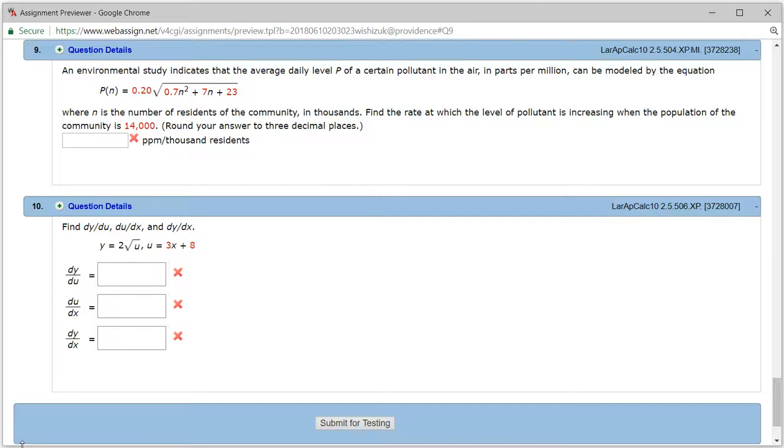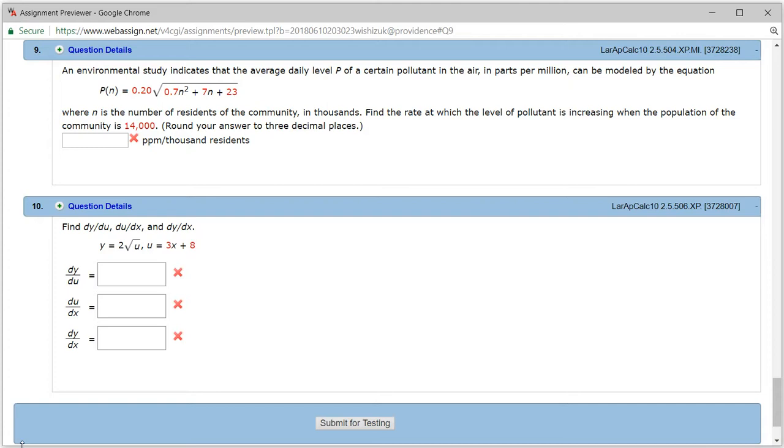All right, let's look at homework 2.5, problem number 9. We have a function given. This is the average daily level P of a certain pollutant in the air in parts per million, and I'm not quite sure what that means. It can be modeled by this function, so P of n is given, right?